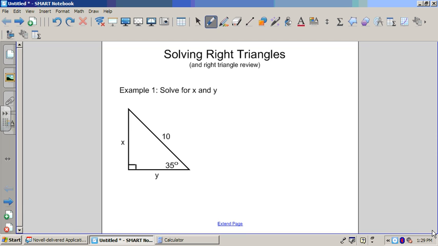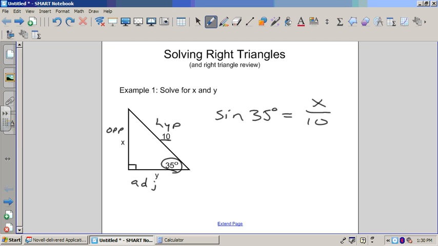The way I'm going to solve for x and y, I'm going to look at this angle that's 35 degrees, and compared to that 35-degree angle, this is the opposite. This is the hypotenuse, and this is the adjacent. I want to know what x is. Well, look, x is the opposite. I also know that 10 is the hypotenuse. Which trig function uses the opposite and the hypotenuse? SOH, some old hippie. So the sine is equal to the opposite over the hypotenuse. The sine of 35 degrees is equal to the opposite, x, over the hypotenuse, 10.